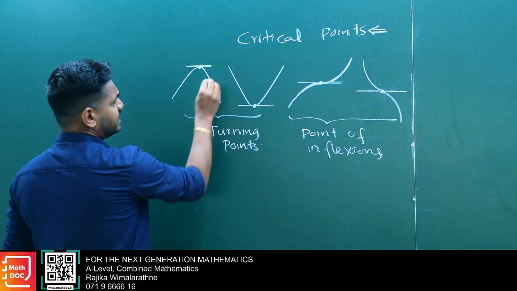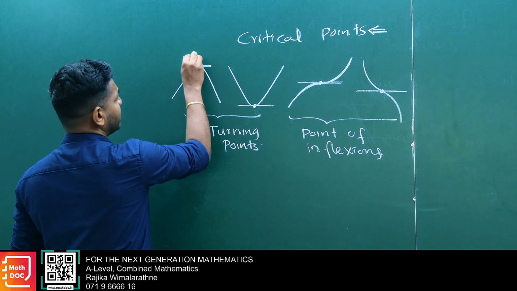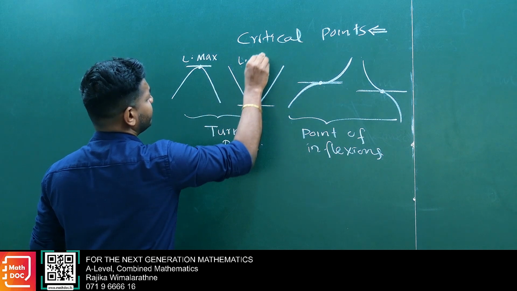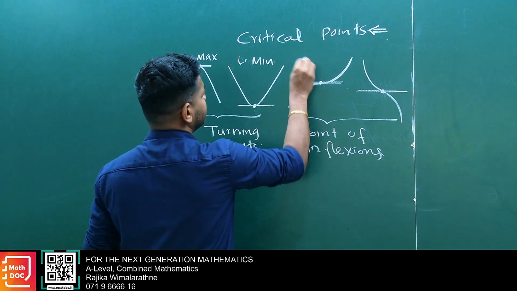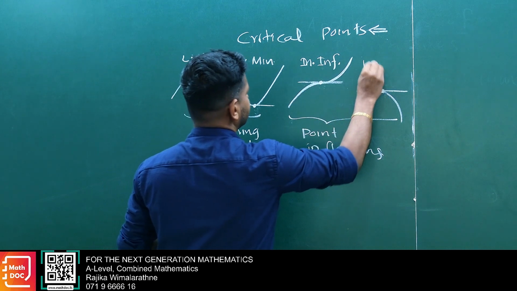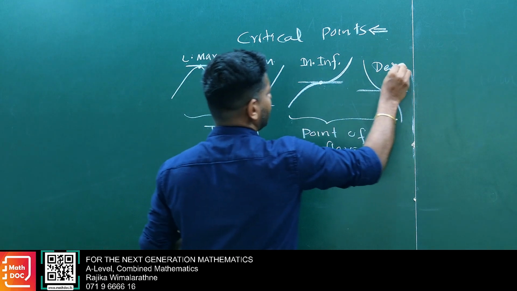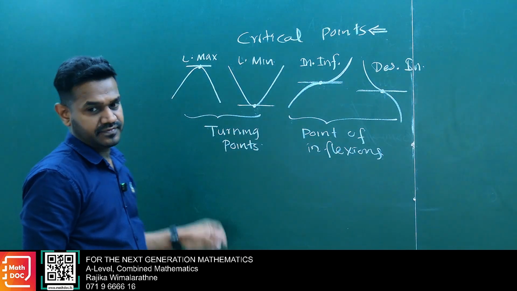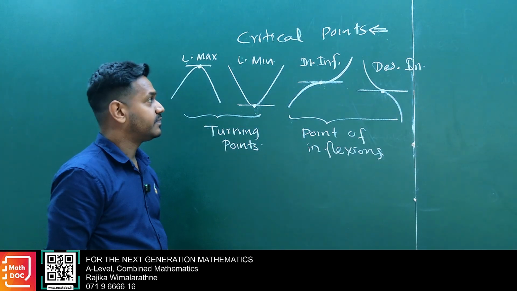And here this is specially local maximum, here local minimum, here increase in inflections, and here decrease in inflections. And these are critical points.